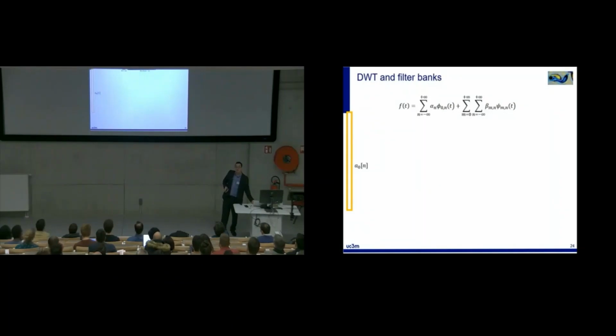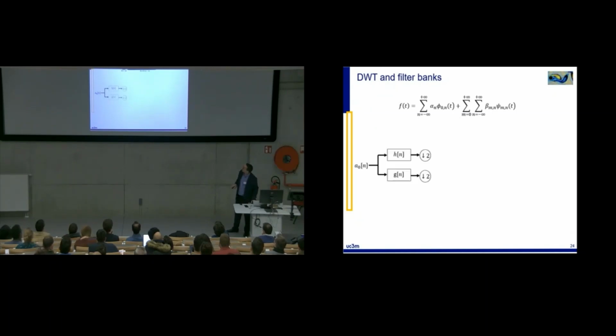The way this is implemented practically is in a very efficient way using filter banks. And this operation is of order n, so it's very efficient. The idea is the following. Imagine that you have a signal which has a set of n samples, and you want to decompose it at lower levels. So what you can do is make it pass through a high-pass filter and a low-pass filter. So this H is the high-pass, this G is the low-pass filter.